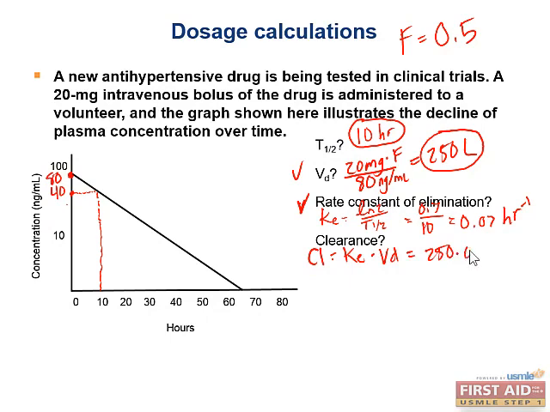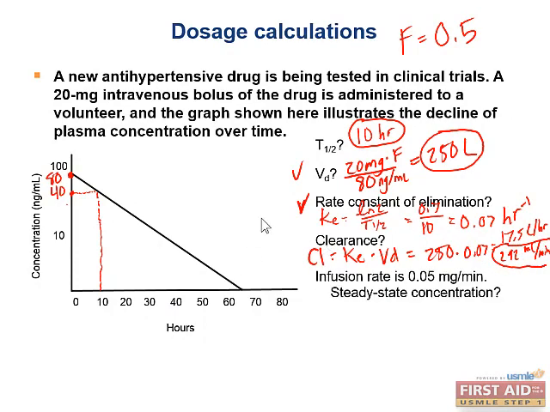250 times 0.07, remember I'm leaving off units here, is equal to 17.5 liters per hour, or it's going to be equal to 292 milliliters per minute. Now, again, I'm not going to show you the conversions. There are unit conversions. I'm just going to give you simply the answer. So 292 milliliters per minute. That's our clearance rate. So now let's infuse a drug at a rate of 0.5 milligrams per minute. What will the steady state concentration be?